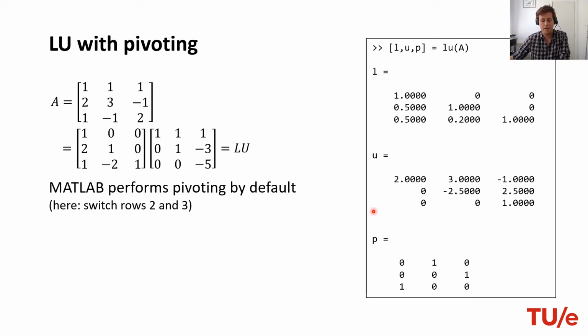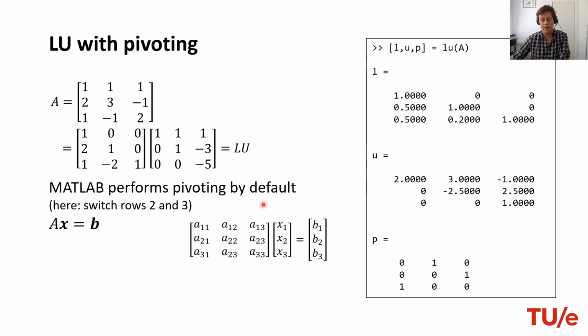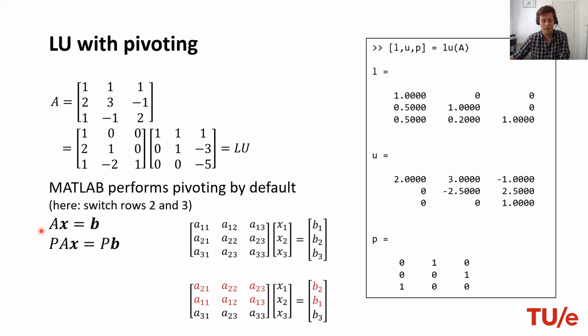Now, the reason for this permutation matrix is that MATLAB performs pivoting by default when computing LU decompositions in order to decrease the risk of rounding errors. And the only thing that you need to take into account then is when you have this original system Ax is b, MATLAB automatically will pivot, so it will multiply with a permutation matrix on both sides of the equation. Here in this case, multiplying with this permutation matrix, and you can check this by yourself, basically comes down to switching rows 1 and 2.